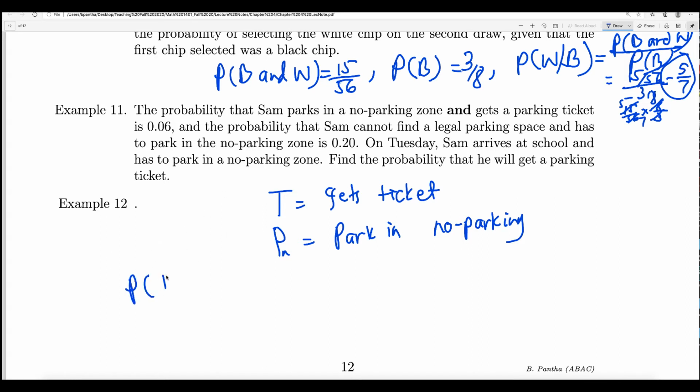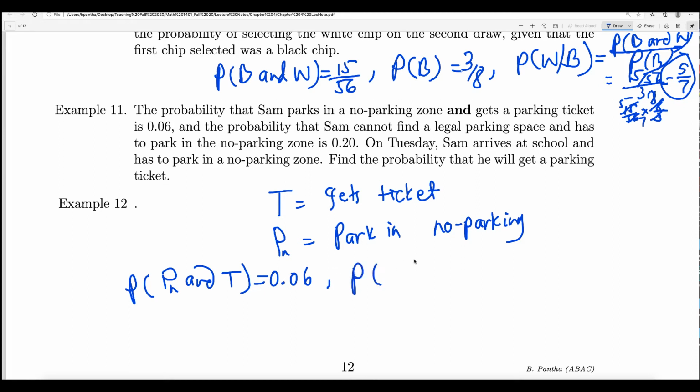So let us list what is given and what is asked. The probability that Sam parks in a no parking zone and gets a ticket is 0.06. This is given. And another thing is the probability that Sam cannot find a legal parking space and has to park.